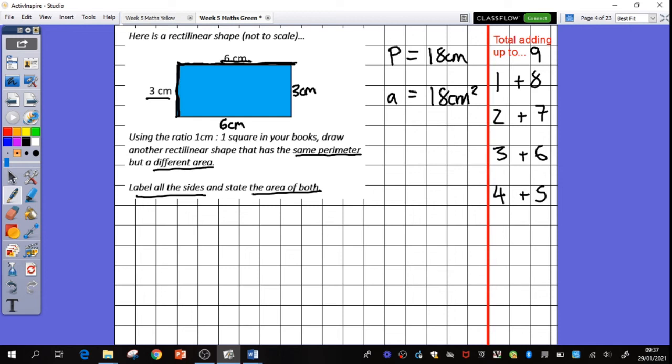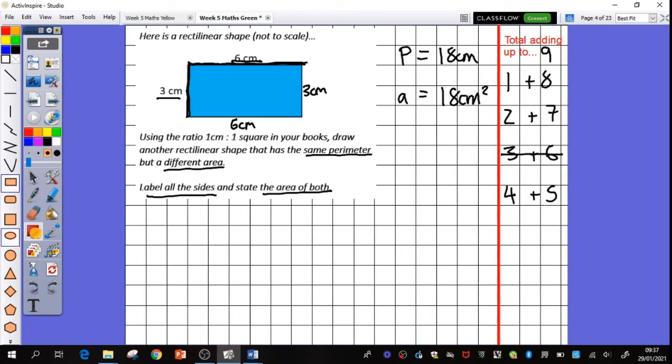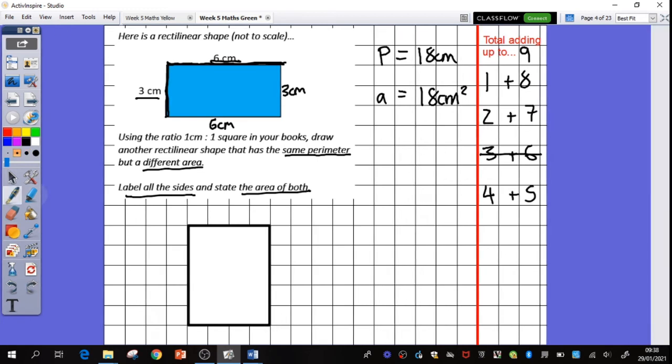So let's draw. All I have to do now is pick one of these and draw the shape. Because these will all have the same perimeter, and hopefully then I get a different area to 18 centimetres. So let's pick. Well, I can't pick 3 and 6 because that's what the original shape is. So let's pick 4 and 5. So let's go 4 along the top, 5 down going this way. That is a completely different rectilinear shape.